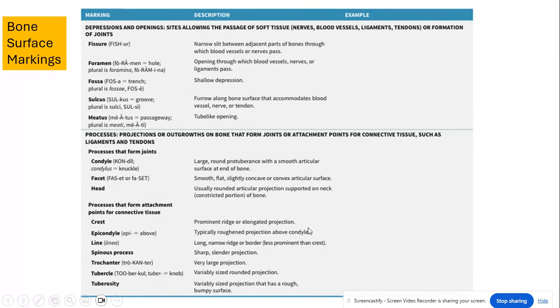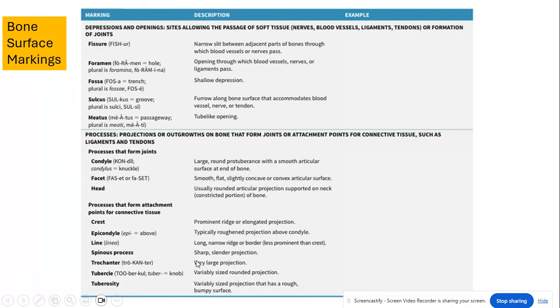A crest is a prominent ridge or elongated projection. Epicondyle, typically a roughened projection above the condyle. Whenever you hear the word epi, it means on top, right? Epidermis, epiphyseal, etc. Line, linea aspera. How do you remember that? A line is a long, narrow ridge or border, less prominent than a crest. So linea aspera, do you remember that? Spinous process, sharp, slender projections, right? We've heard of the spinous process in vertebral columns, yeah?